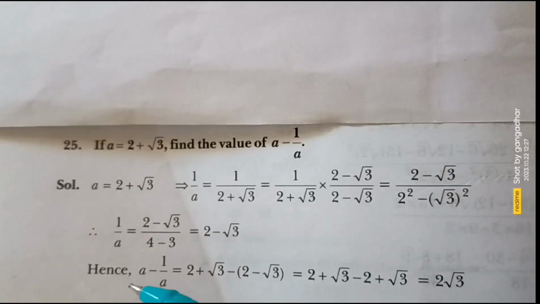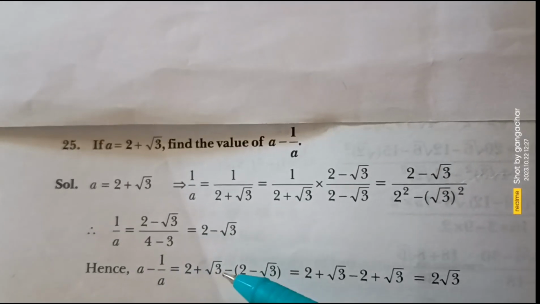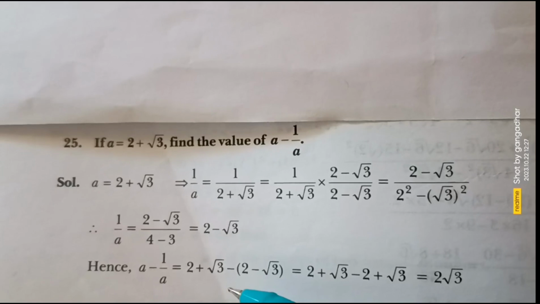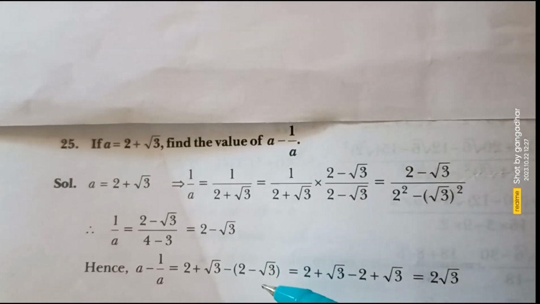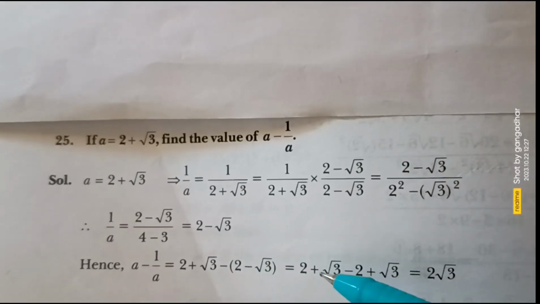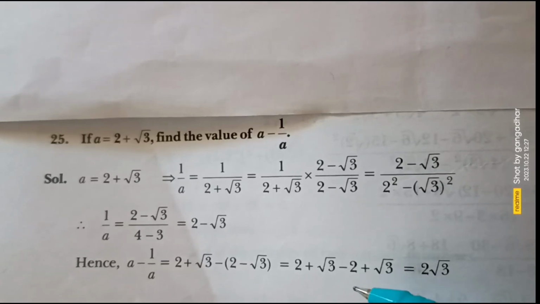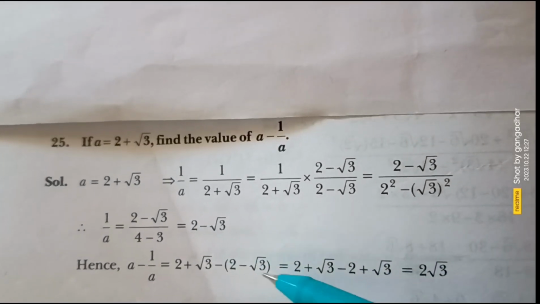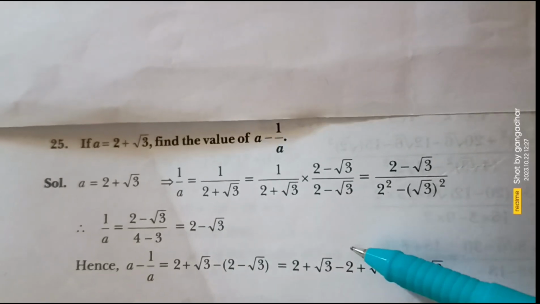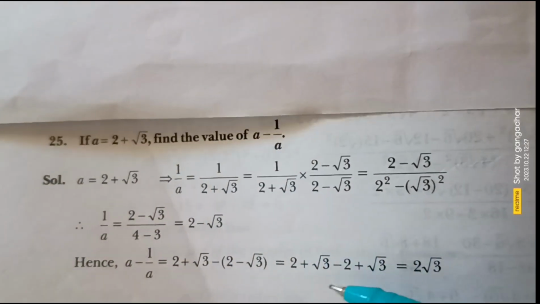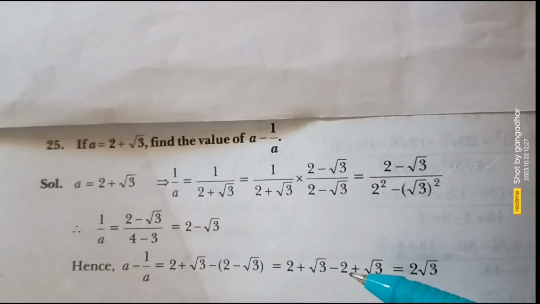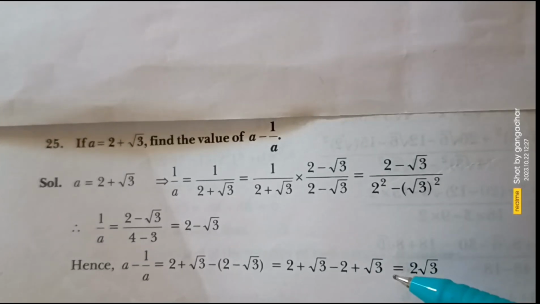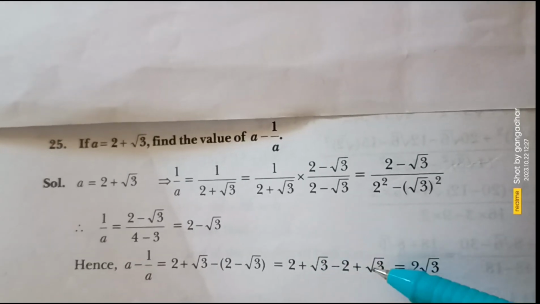Hence, a minus 1 by a is equal to 2 plus root 3 minus, 2 minus root 3, is equal to 2 plus root 3 minus 2 plus root 3. 2 minus 2 cancel. We get 1 root 3 plus 1 root 3. We get 2 root 3.